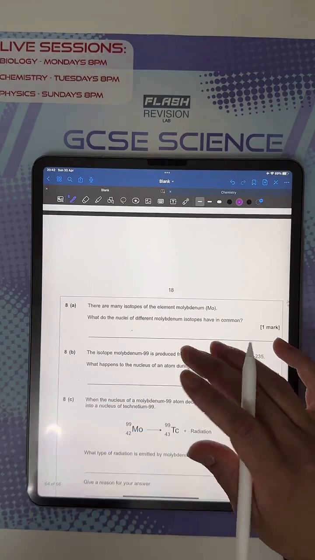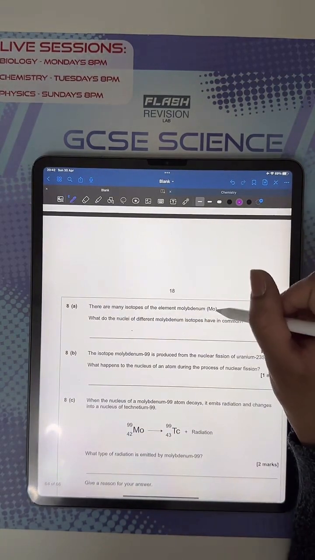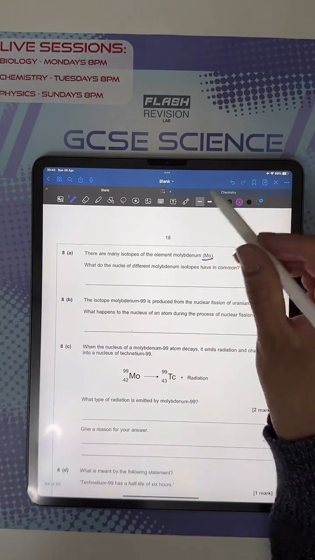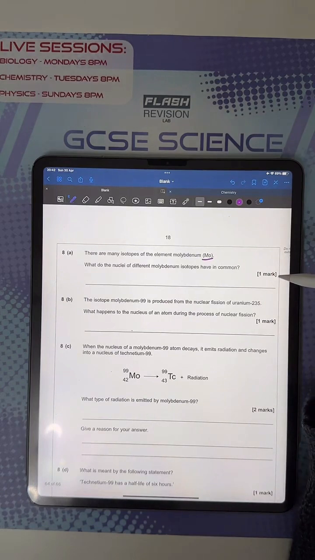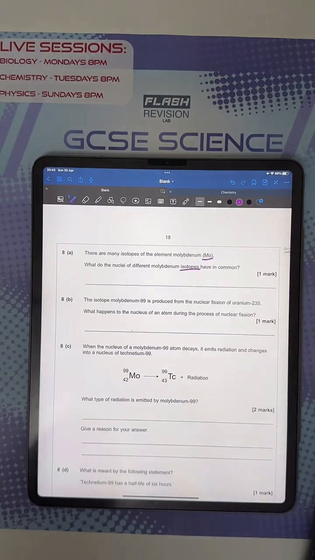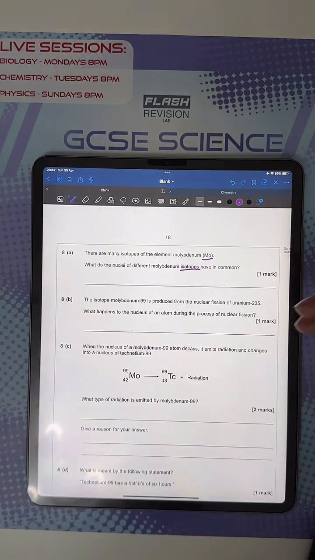All right, next question, 8A. There are many isotopes of this element. What do the nuclei of different isotopes have in common? This question is basically asking us to define isotopes, or half of the definition of an isotope. What could you guys say an isotope is? What would you say? What's the definition? This comes up in physics and chemistry.